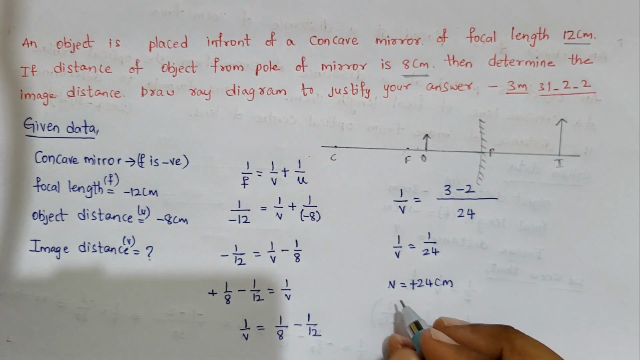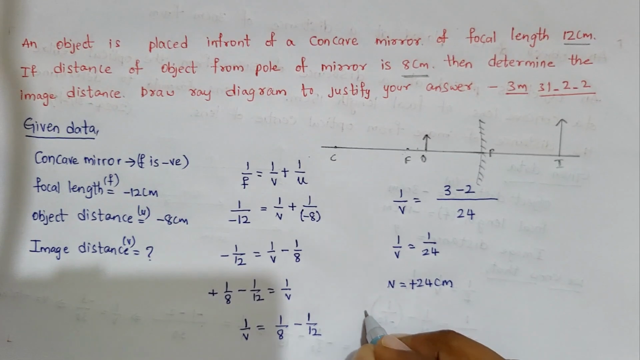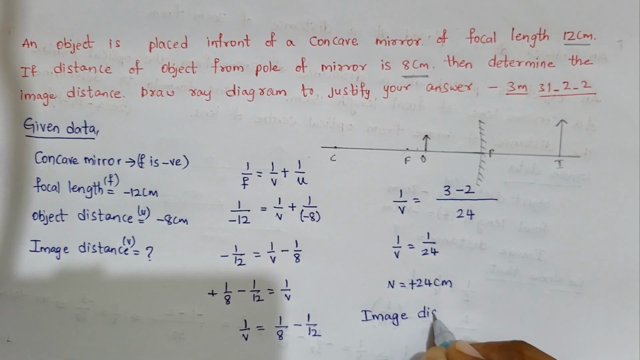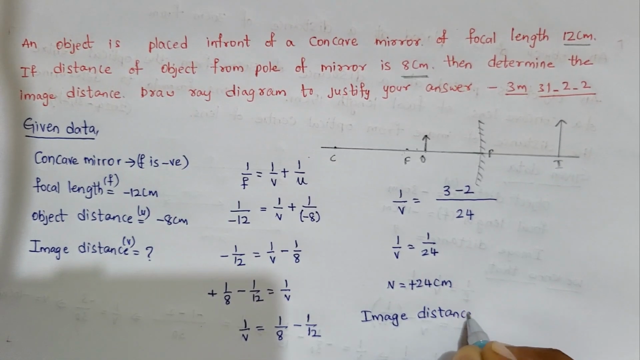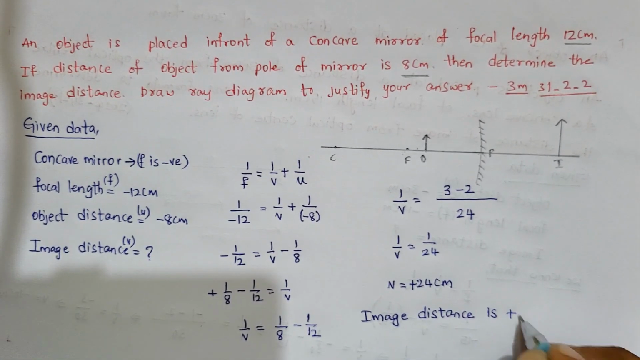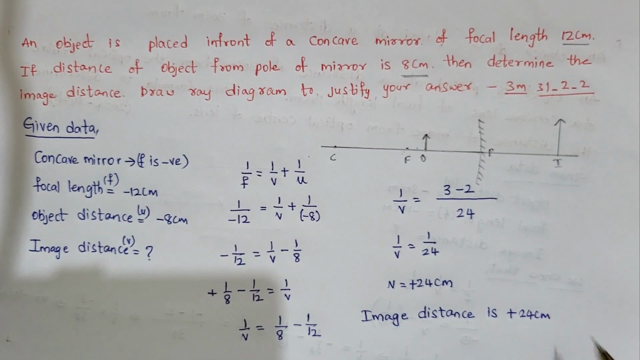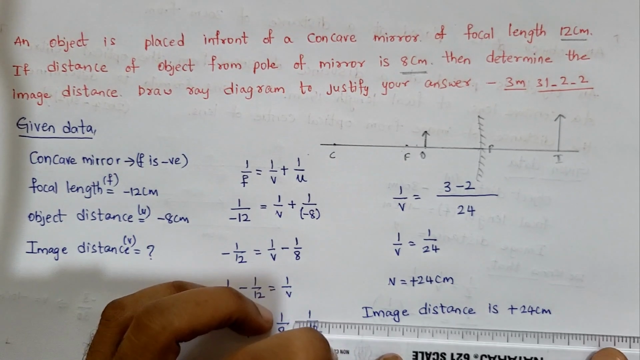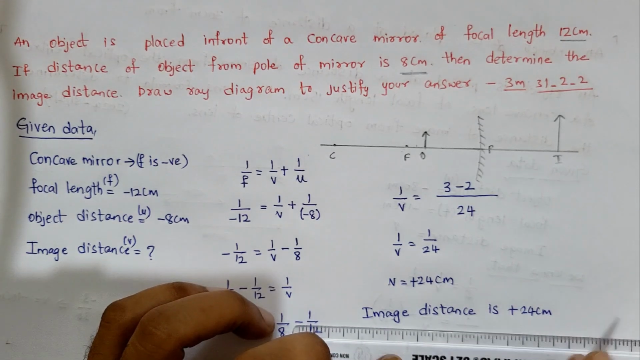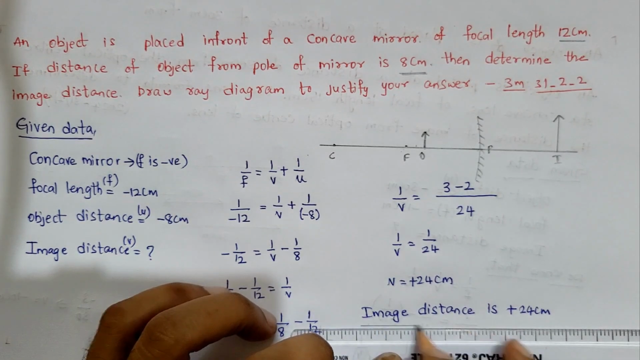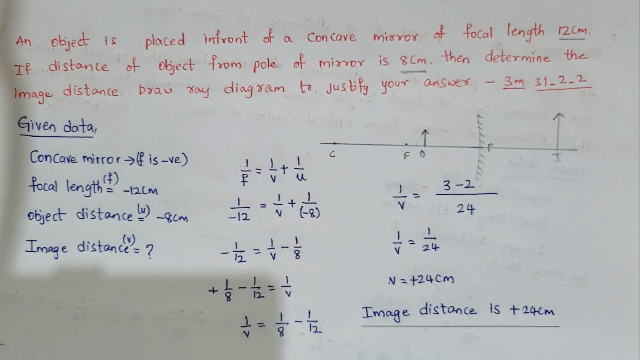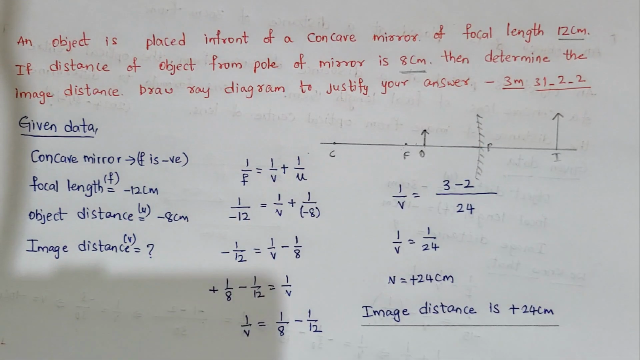So write the last statement as: image distance is plus 24 centimeters. After writing this, don't forget to underline it, so that you will get a good opinion from the paper corrector. Now they also asked you to draw the ray diagram to justify your answer.